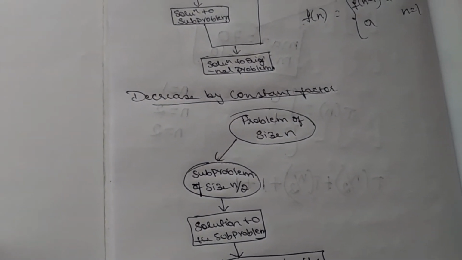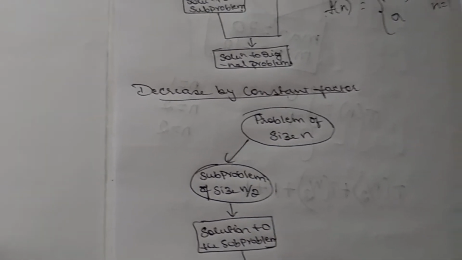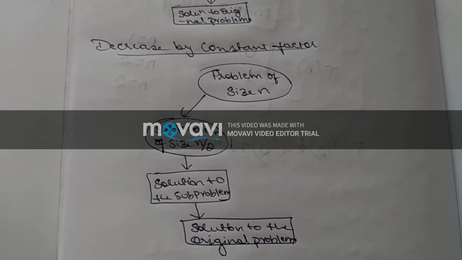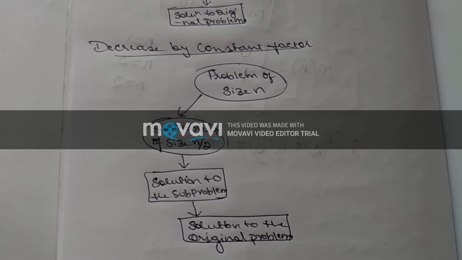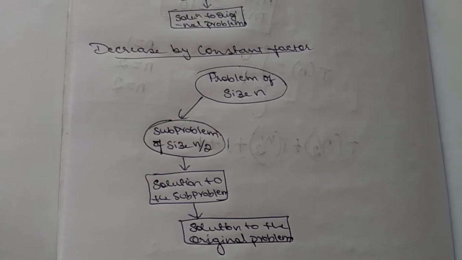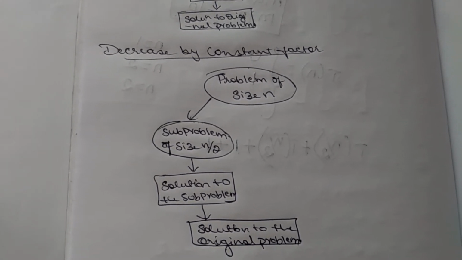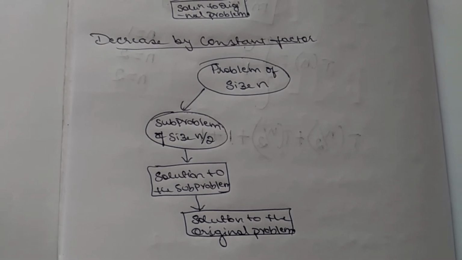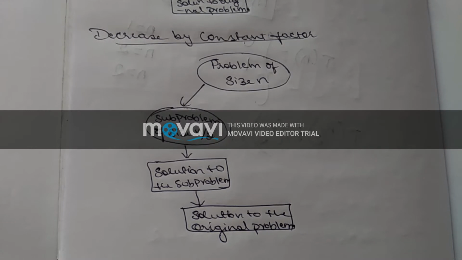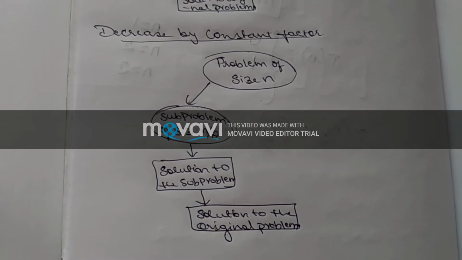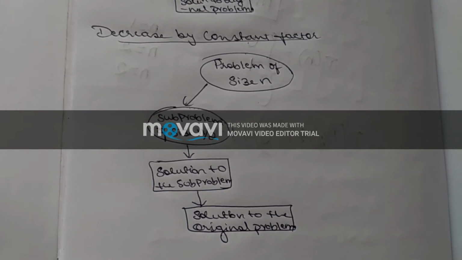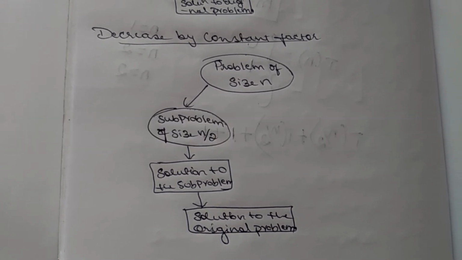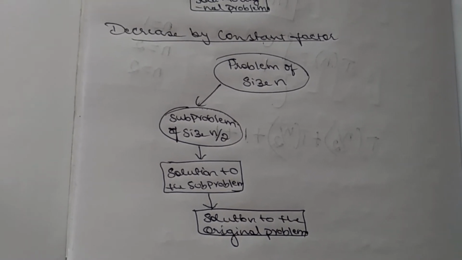The next technique is your decrease by constant factor. Decrease by constant is different and decrease by constant factor is different. Decrease by constant factor means in this technique we reduce a problem instance by the same constant factor on each iteration of the algorithm. In most applications we use the constant factor as 2. In decrease by constant factor, we have to decrease the problem size by exactly half, as you do in your divide and conquer technique.